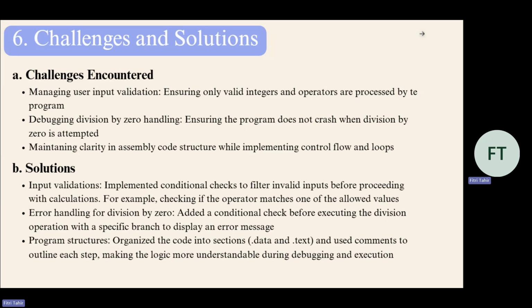And B, solutions. For input validation, we implemented conditional checks to filter invalid inputs before proceeding with calculations, for example, checking if the operator matches one of the allowed values. Next is error handling for division by 0. We added an additional check before executing the division operation, with a specific branch to display an error message. Next is program structure. Organize the code into sections and use comments to outline each step, making the logic more understandable during debugging and execution.